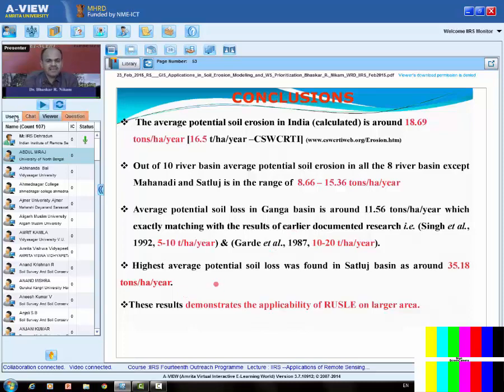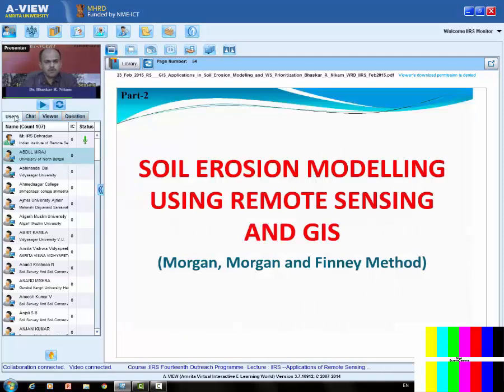Now the highest soil erosion rate is in the Satluj basin, and we have analyzed that it is because the terrain is very rugged, the slope is very high, rainfall is very high, and the vegetation condition does not remain constant throughout the year. And this entire exercise demonstrates the capability of RUSLE to work even at a larger area scale, and it is acceptable at watershed scale also.